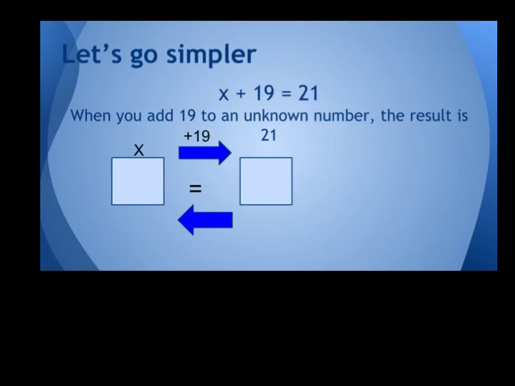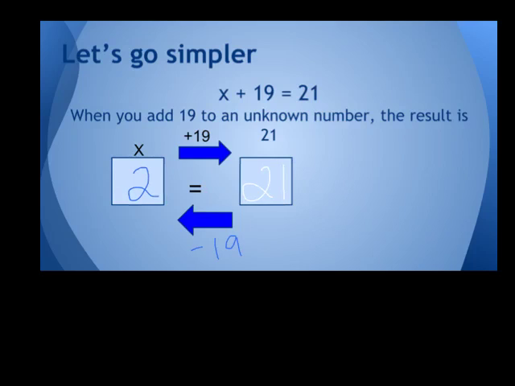Okay, here's an even simpler example. The equation here is x plus 19 equals 21. The story is when you add 19 to an unknown number, the result is 21. So start with your x, show add 19, the result is 21. So 21 is what goes in there. How do we undo plus 19, or what's the inverse operation of plus 19? It's going to be minus 19. And 21 minus 19 is 2.